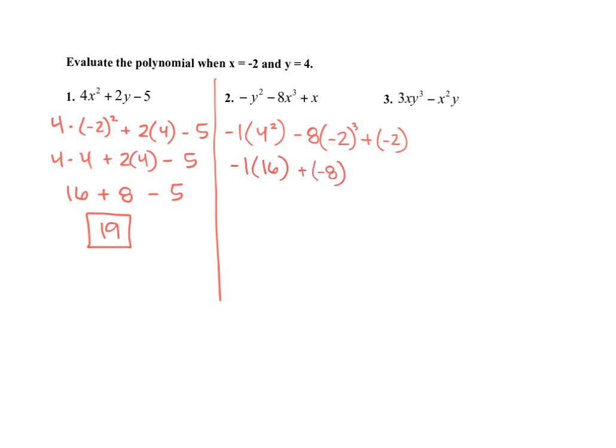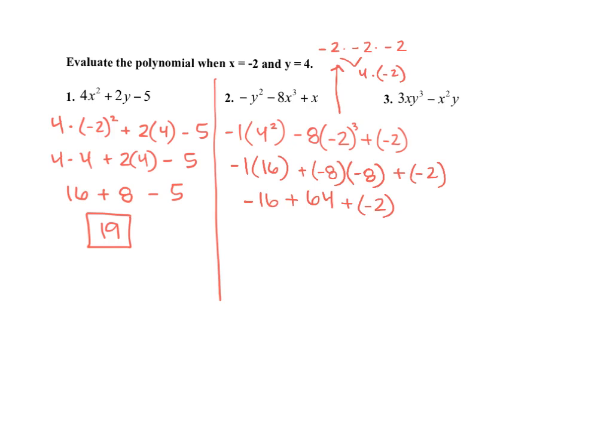All right, now I have negative 2 to the third power. So this would be negative 2 times negative 2 times negative 2. All right, well, negative 2 times negative 2 is 4, but then 4 times negative 2 is negative 8. Be careful with those negative signs. And then plus negative 2. All right, so negative 1 times 16 is negative 16. Negative 8 times negative 8 is positive 64. And then we have plus negative 2.